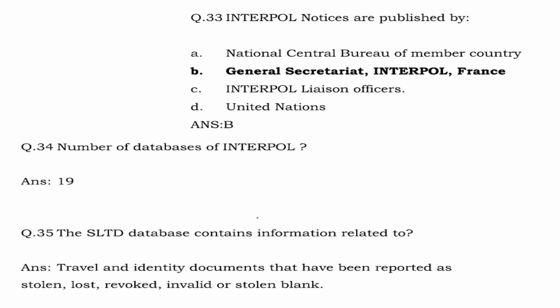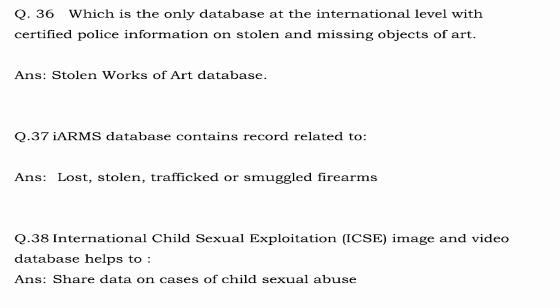Okay. Next, Interpol notices are published by the General Secretariat of Interpol, France. Okay. Next question, number of databases of Interpol: 19 databases of Interpol. The SLTD database contains information related to travel and identity documents that have been reported as stolen, lost, revoked, invalid or stolen blank. Right? Next question.